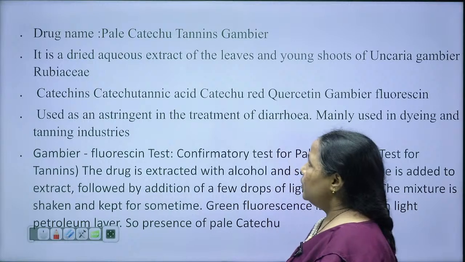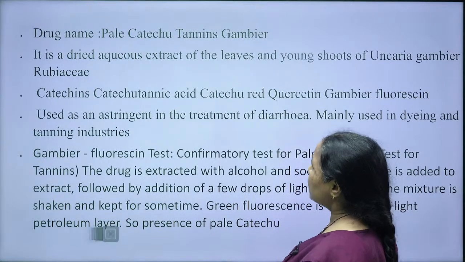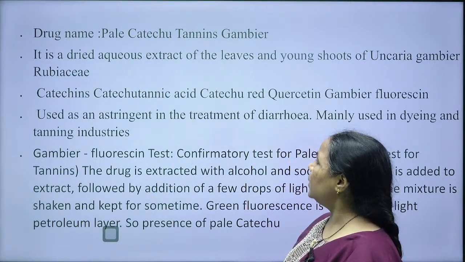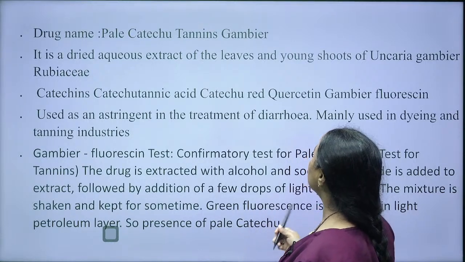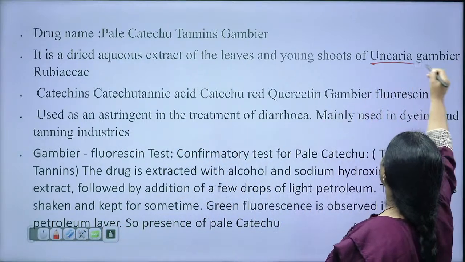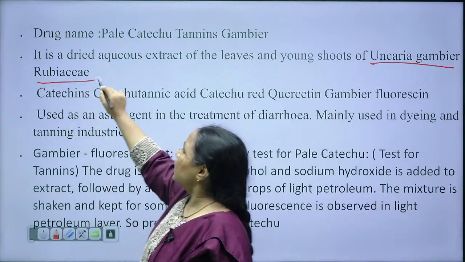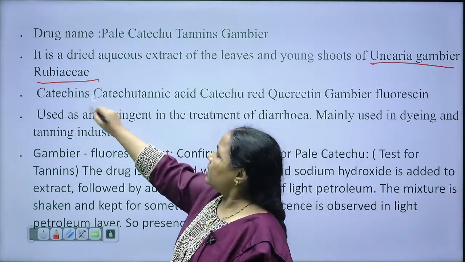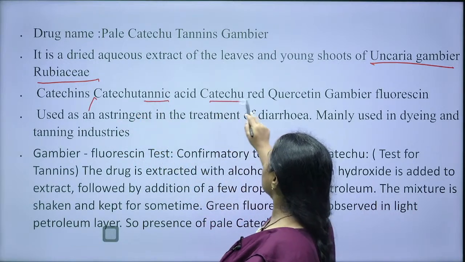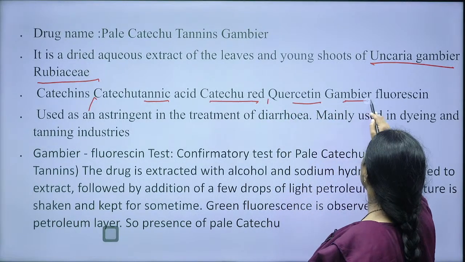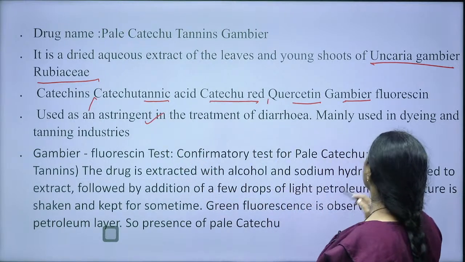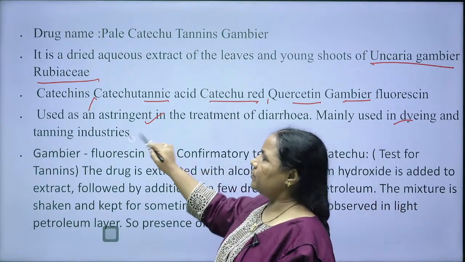The other drug that can be used as an astringent is pale catechu, which contains tannins, and the other name for this pale catechu is gambir. It is a dried aqueous extract of the leaves and young shoots of Uncaria gambir, which belongs to the family Rubiaceae. The main active constituents are catechins, catechutannic acid, catechu red, quercetin and gambir fluorescein, and it is used as an astringent in the treatment of diarrhea. Mainly it is used in the dyeing and tanning industries.